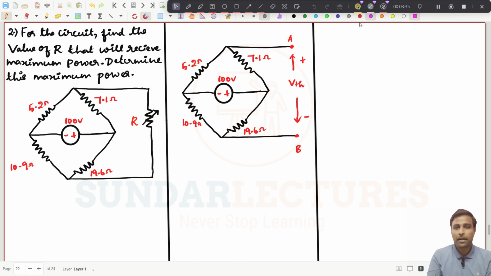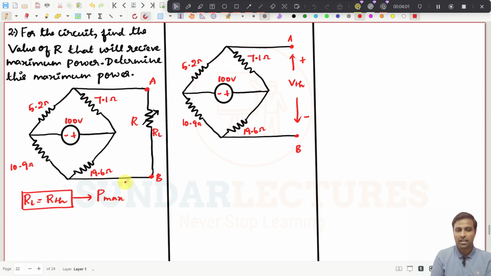Maybe for our understanding, this is point A and this is point B, and let it be RL for us. We will consider it to be RL because we always do that, right? So we need to find the RL, and what is the RL to transfer maximum power. That should be equal to RTH. We know that should be equal to RTH. For Pmax, that is the question, right? To find the value of R for the maximum power. So what should be RL? It should be RTH, right? So we have to find the value of RTH.